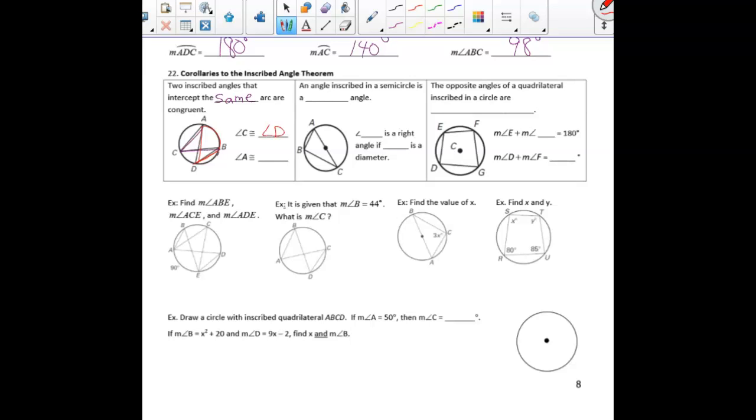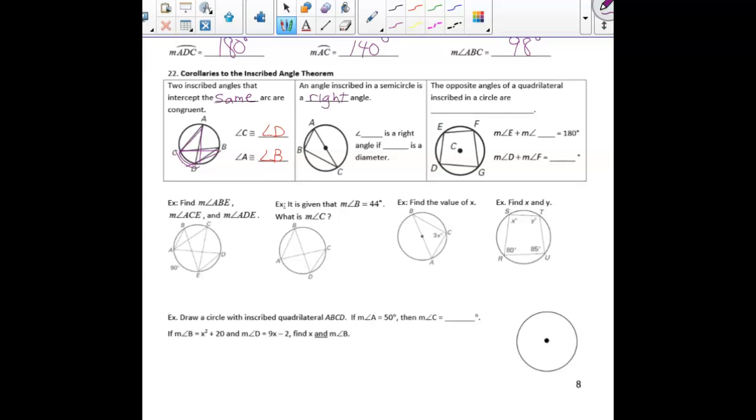And if you reverse this, angle A is congruent to angle B. Let me show you how that is. Here's angle A, and there's the arc. Same for B. Here's the arc. Okay? An angle inscribed in a semicircle is a right angle.